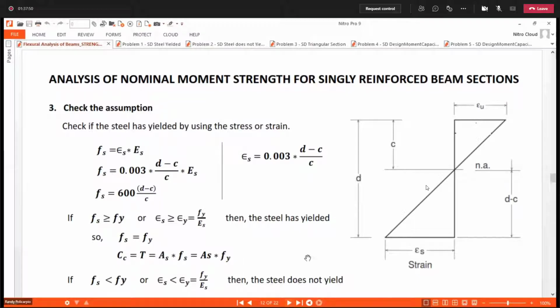Okay, so ito ngayon yung ating application ng compatibility. So using compatibility of strain, we have now here our strain diagram.